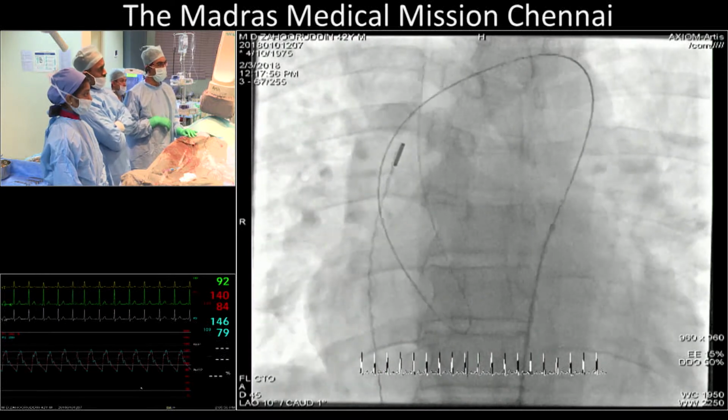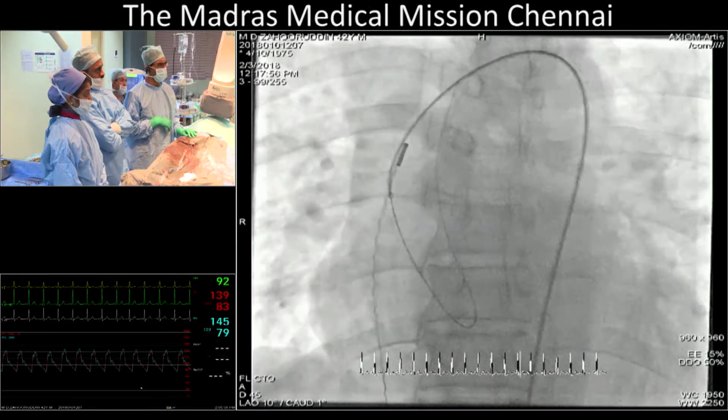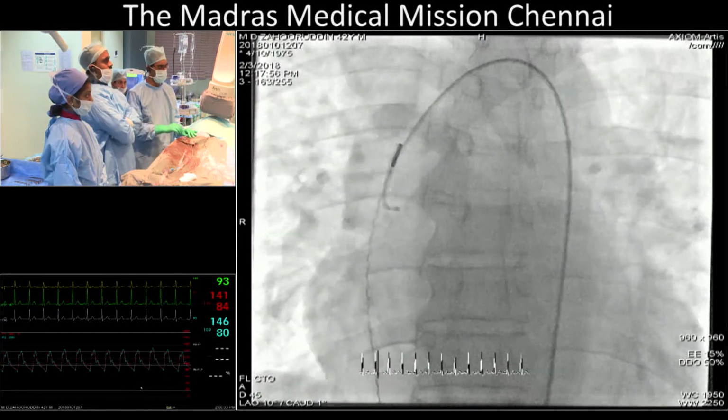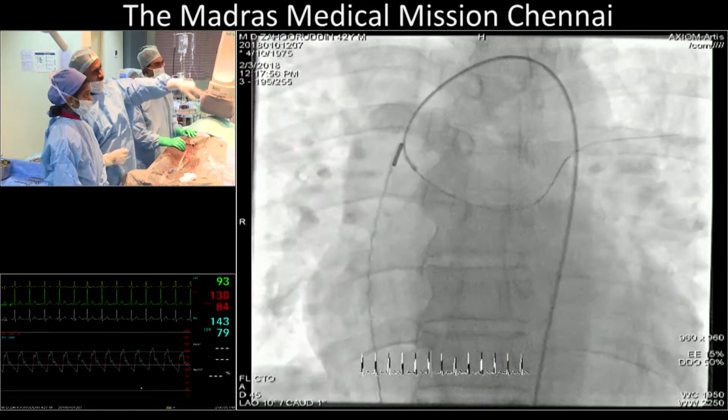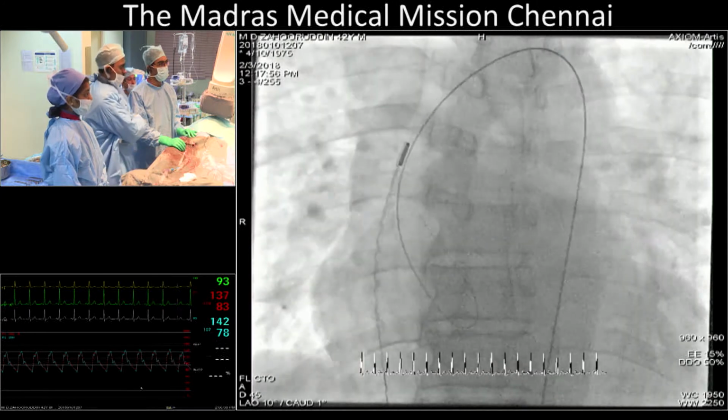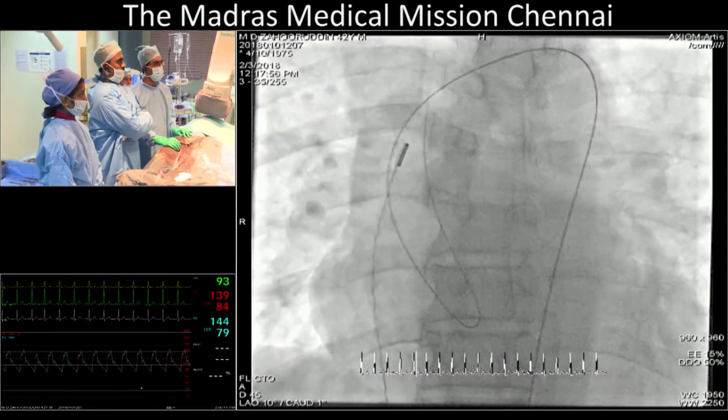Did you have any problems? No, the wire was going through very easily. You can see now, that is the wire crossing through. Okay, so then we got the regular circuit, and now I'll show you live.